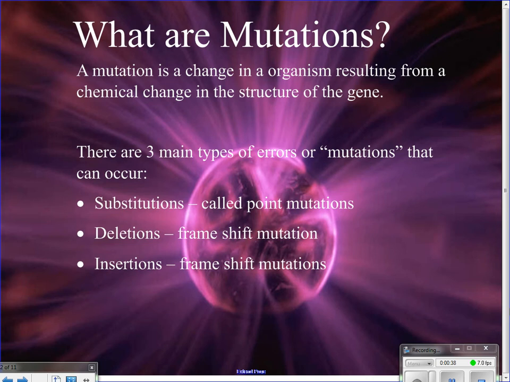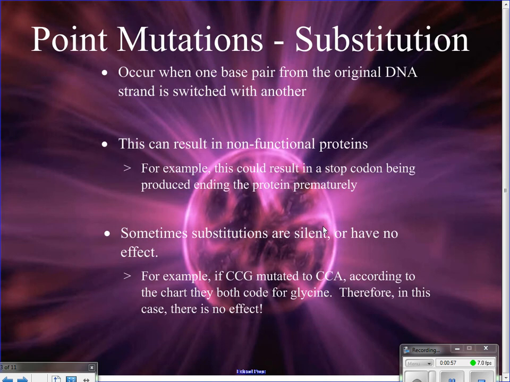Now, we can identify three main types of errors or mutations that can occur. The first of those is called a substitution, or also called a point mutation. And the second two are deletions and insertions, and they're both grouped into this frame shift mutation group. So a point mutation occurs when one base from an original DNA strand is switched with another. So this can have multiple effects.